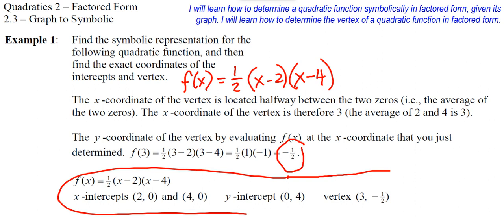I have my symbolic representation, or you can call it your equation, the formula of the graph. And then we have the x-intercepts here, we have the y-intercept here, and then we have the vertex. So this right here is already given in the graph, so that wasn't so bad. This one was given on the graph, that wasn't so bad either. And then the 3 was given in the graph, but we just have to solve for the negative 1 half. Yeah? Okay.